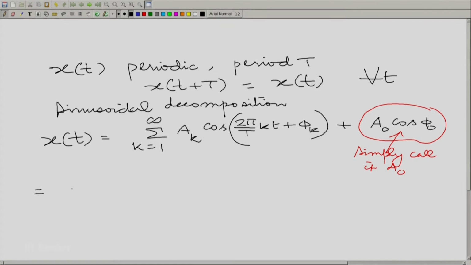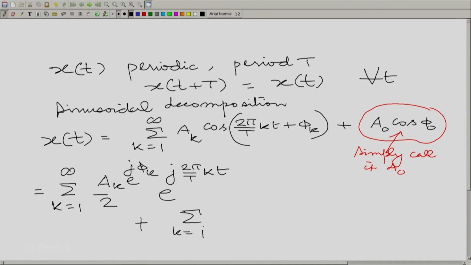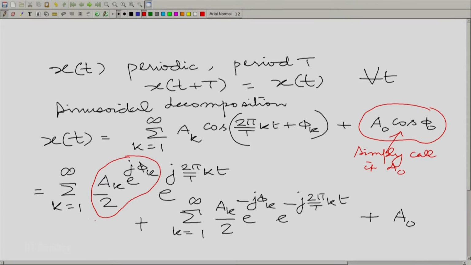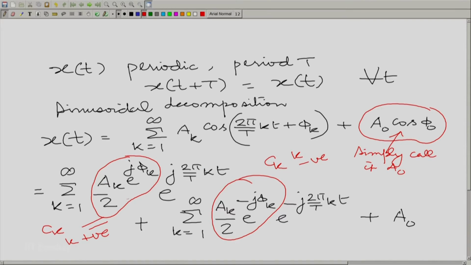So, this can now be decomposed. You have summation k going from 1 to infinity, ak by 2 e raised to the power j phi k e raised to the power j 2 pi by T kt, plus the same thing but with a conjugation, and then plus a0. Now, notice that this is equal to Ck for k positive, and this is equal to Ck for k negative. And notice that for the corresponding k positive and k negative, you have complex conjugates. If you take the corresponding k here and here, you have complex conjugates there.